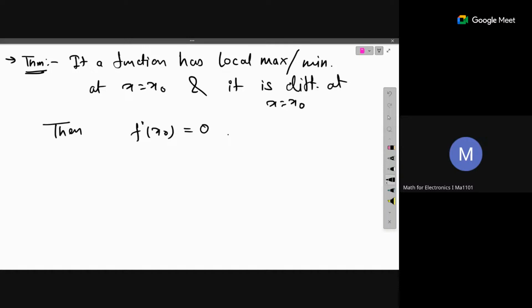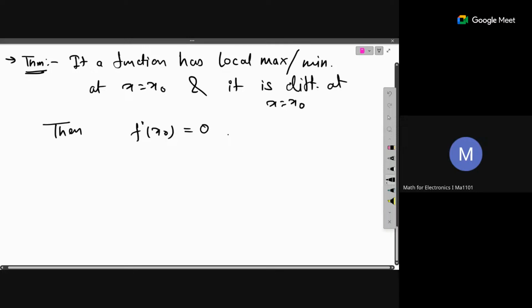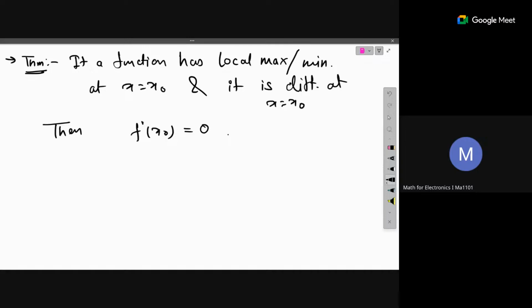So it says that if a function has any local maxima or minima point, and the function is differentiable at that point, because if it is not differentiable then we cannot say f dash at x naught is equal to 0, then the derivative at that point is nothing but 0. So we can use this to judge those points where a function can attain its local maxima or minima property. But here one condition we require, that is differentiability at that particular point.